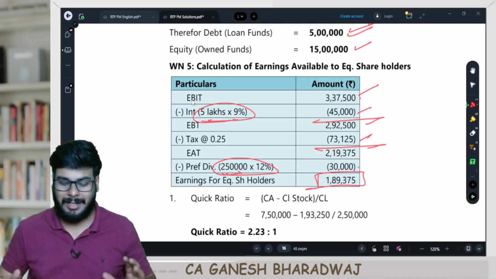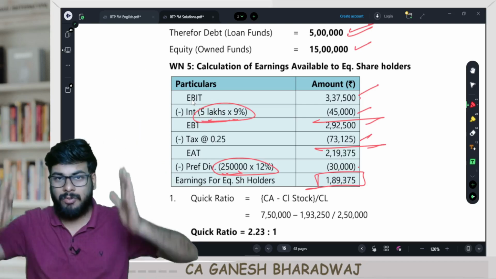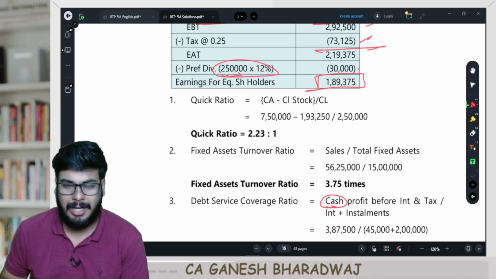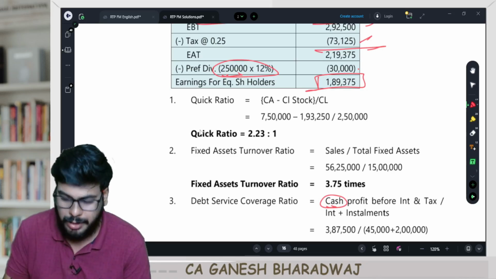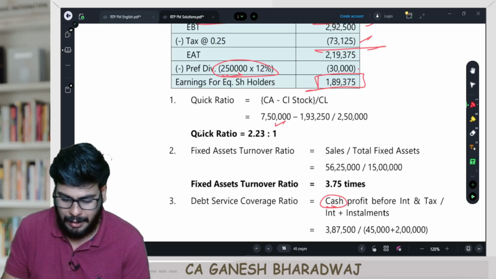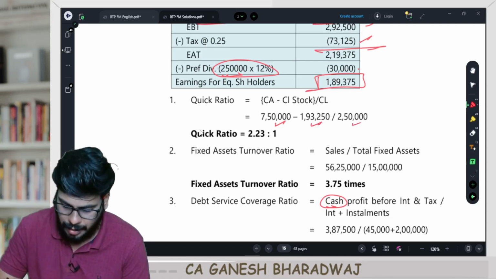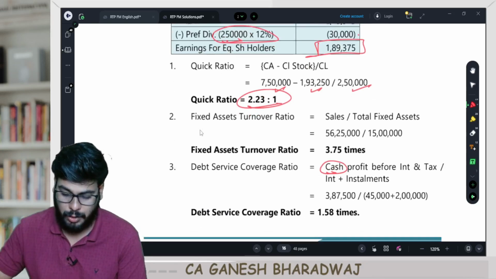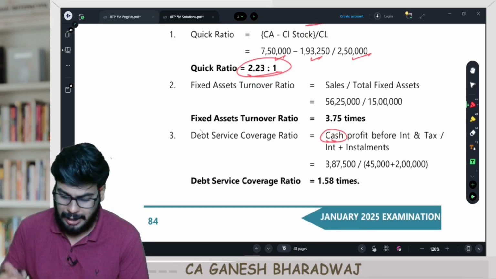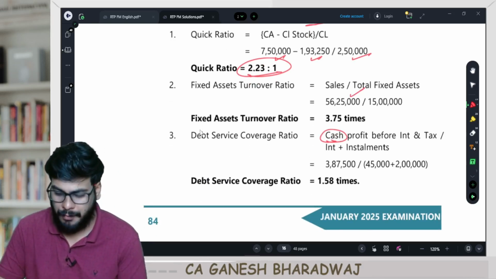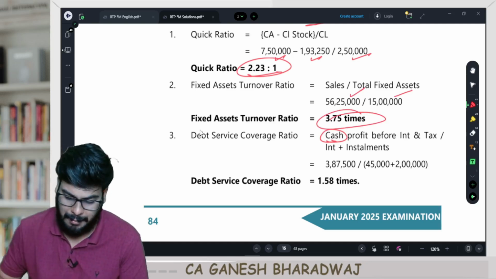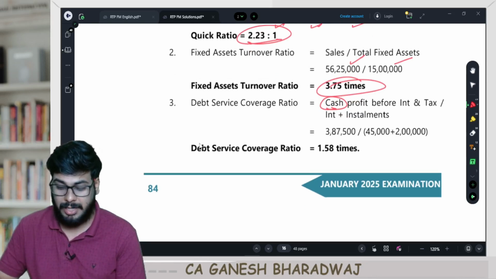As simple as that. Now we have found out all the ingredients of this question. It's just a matter of plugging in the figures. So quick ratio is what? Current asset minus closing stock upon current liabilities. Current asset figure is there, closing stock we calculated, current liability figure is there. So now we get the figure for quick ratio, which is 2.23:1. Fixed asset turnover ratio: we calculated the total sales of 56.25 lakhs divided by fixed assets. You just have to plug in the figures. You get 3.75 times.